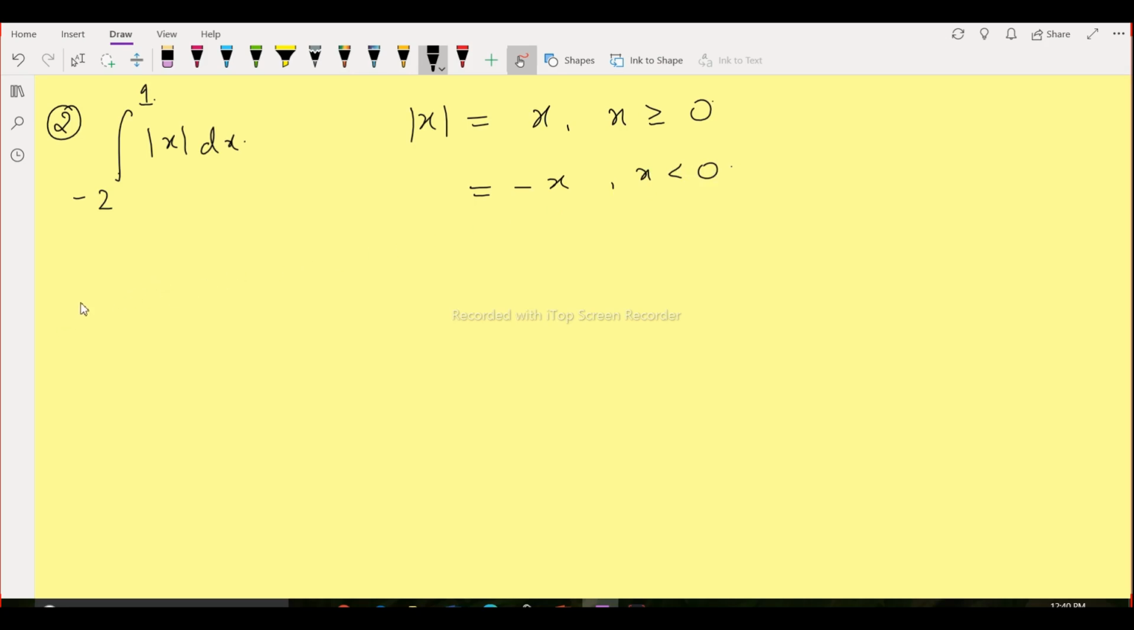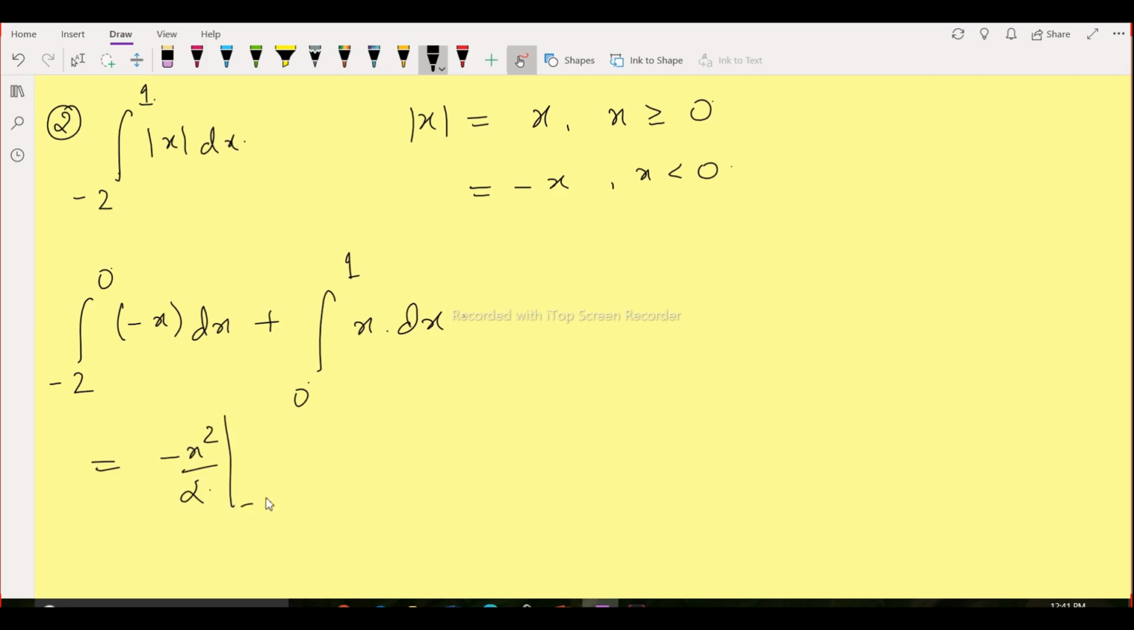So what I'll do is I'll write minus 2 to 0, because that will give me mod x as minus x. So I'll write mod x as minus x for that portion because x is less than 0, and for 0 to 1 I'll write mod x as x. Now we'll integrate, so we have minus x square by 2 from minus 2 to 0 plus x square by 2 from 0 to 1.